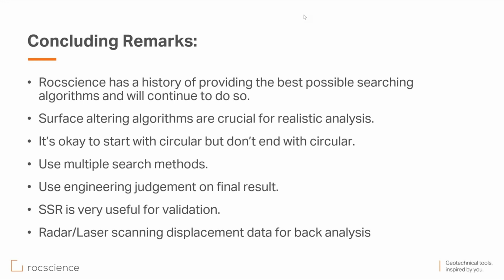Okay, another interesting question is, is it okay to start with circular searching, grid searches, auto-refine? And what about non-circular? It was interesting from the actual poll that over 50% of people say they're doing circular searching. And circular searching is fine. Certainly it's easy to do, and you can start with it and get an idea of what your factor of safety is. But my recommendation is please don't stop there if you start with circular. Please use some of these advanced non-circular methods.